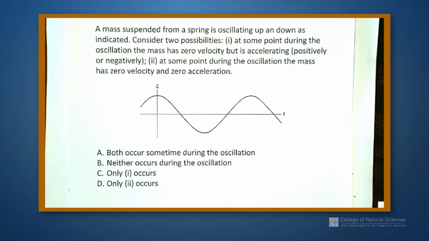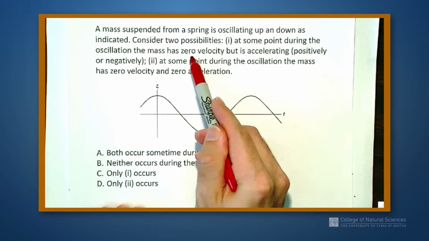So let's take a look at this question together. It says that a mass is suspended from a spring that is oscillating up and down as indicated. Consider two possibilities. At some point during the oscillation, the mass has zero velocity, but its acceleration is non-zero, positive or negative. And the second choice is that at some point during the oscillation, the mass has zero velocity and zero acceleration. Well, in both cases, we want to know where the zero velocity is because they both deal with zero velocity.